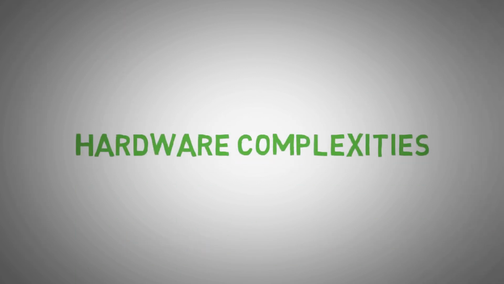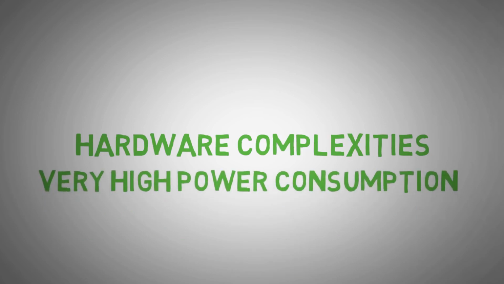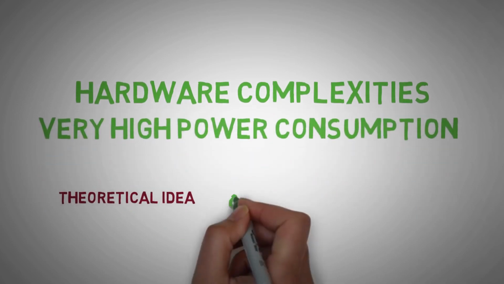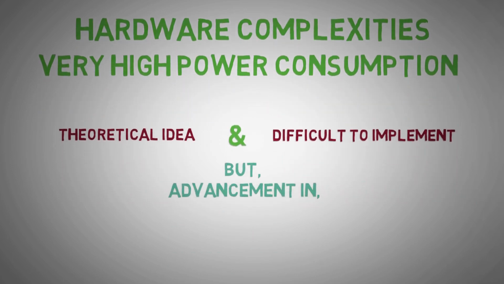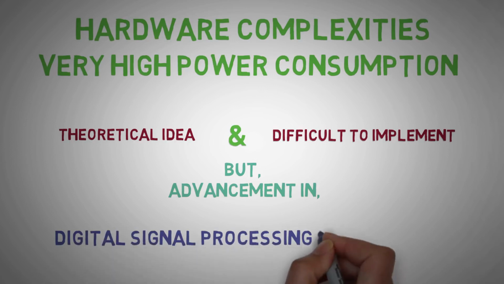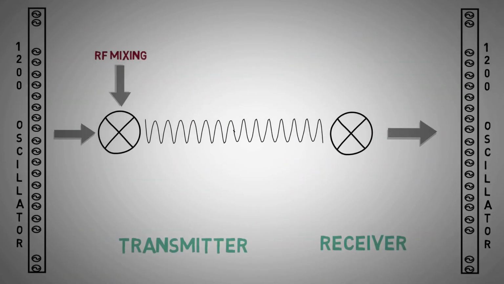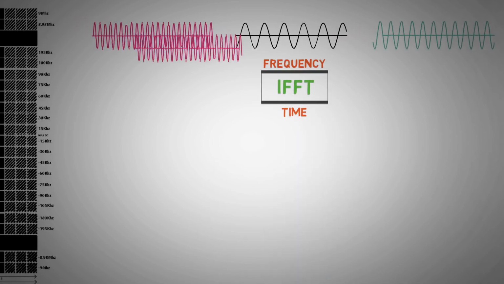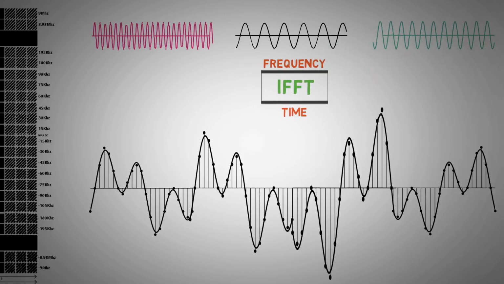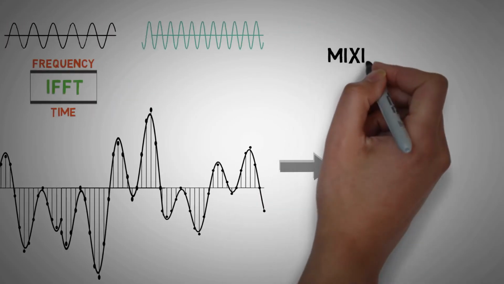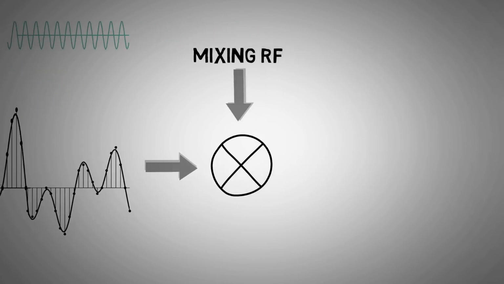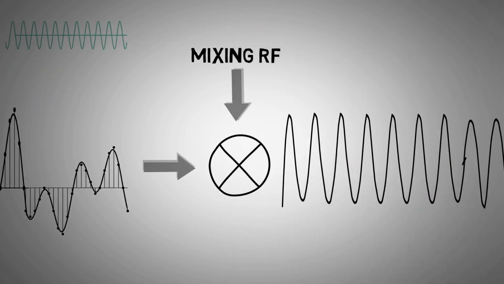The hardware complexity and sheer amount of power consumption would have left OFDMA a theoretical idea, far from implementation. OFDMA was made reality with the advent of digital signal processing techniques. So, instead of using 1200 oscillators, IFFT solves this problem by converting the parallel frequency domain signals into samples of a composite time domain signal, which are much easier to generate at the transmitter side. All we need to do is to send these time domain samples at radio frequencies.